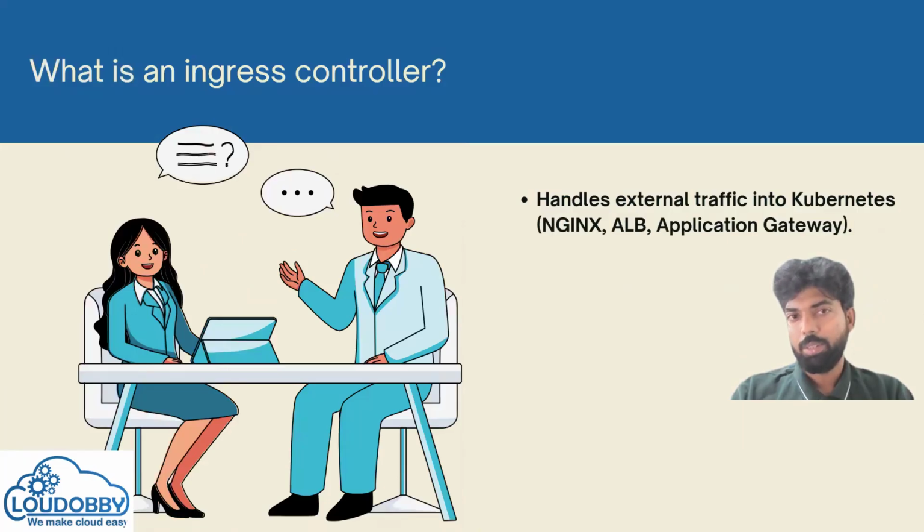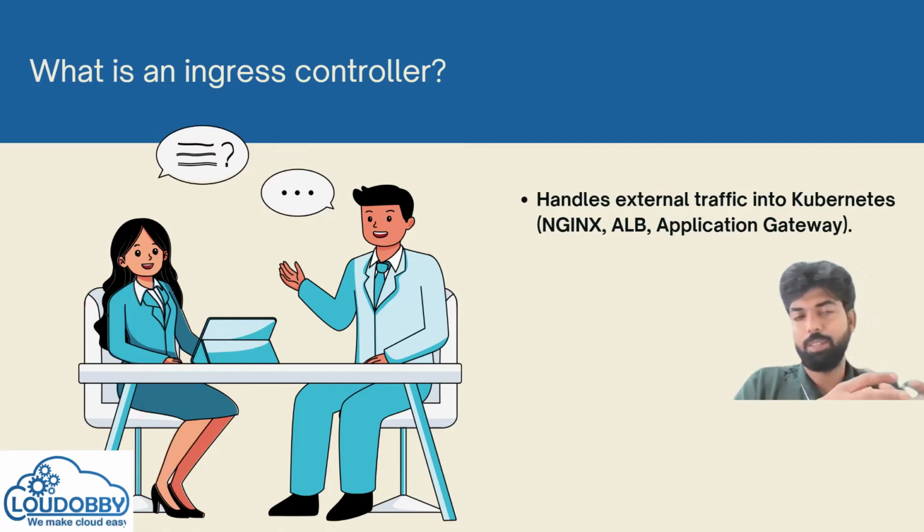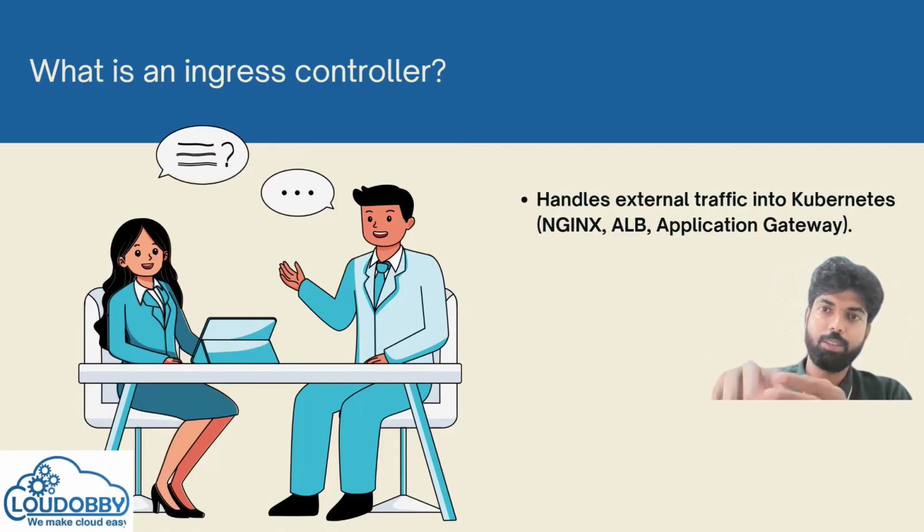What is ingress controller? It's a networking part of Kubernetes. It handles the external traffic. When anyone accesses your application, maybe the website from outside, from the browser, and it goes into Kubernetes, that traffic is called ingress traffic or ingress. The ingress controller will use a load balancer as ingress.